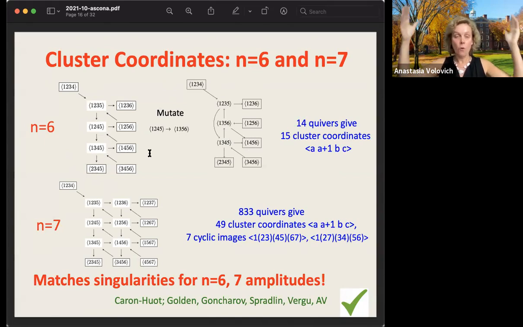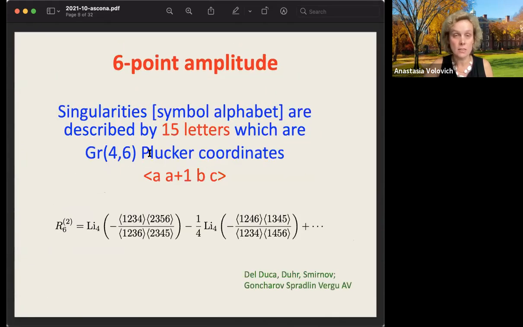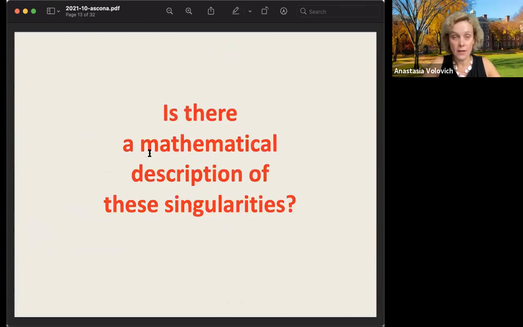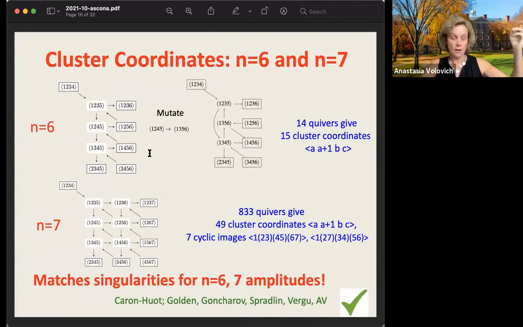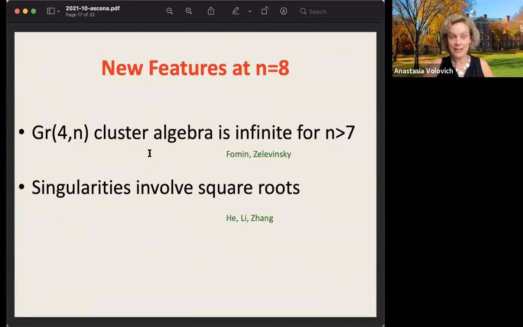What happens is for 6 points, you get 14 of those quivers. For 7 points, you get 833 quivers. The set of different cluster coordinates that would appear is exactly 15 for 6 points and 49 for 7 points. This construction exactly matches the amplitude results that I presented on this slide. So very nice. We have a description of the singularities for 6 and 7 points. We say they're described by cluster algebras. This would have been nice except for 2 things. It's known that starting at 8 points, the number of cluster coordinates becomes infinite.